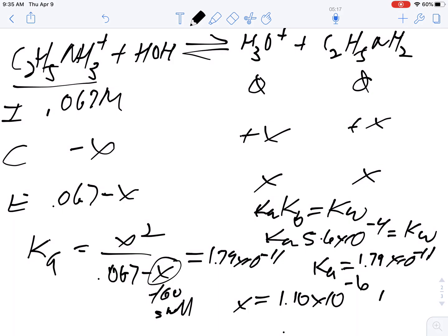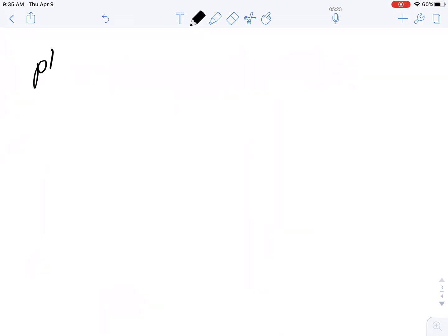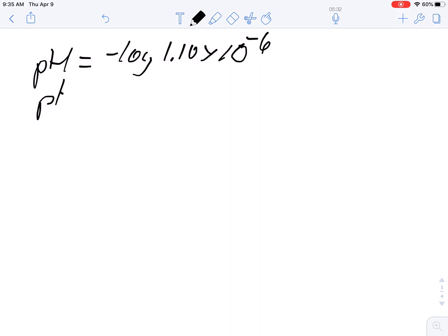And again, what is this a concentration of? That's a concentration of that. So then for my pH, I just have to take the negative log of 1.10 times 10 to the negative sixth. So my pH at the equivalence point is 5.96. So that's the pH at the equivalence point, which again we would expect, because when you titrate a strong acid with a weak base, the equivalence point will be in the acidic region.